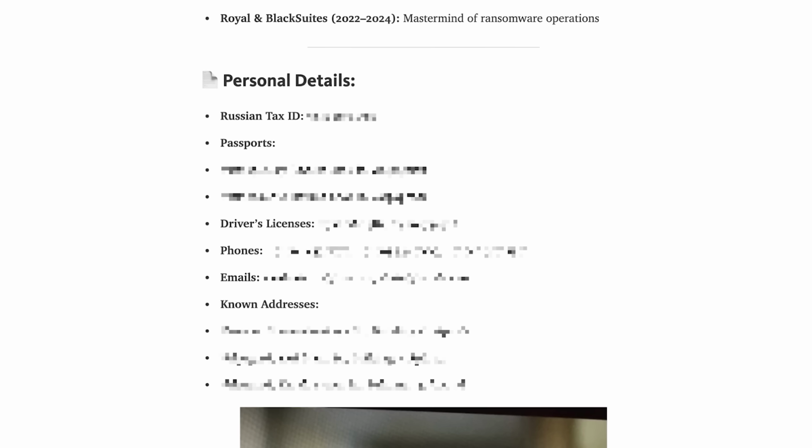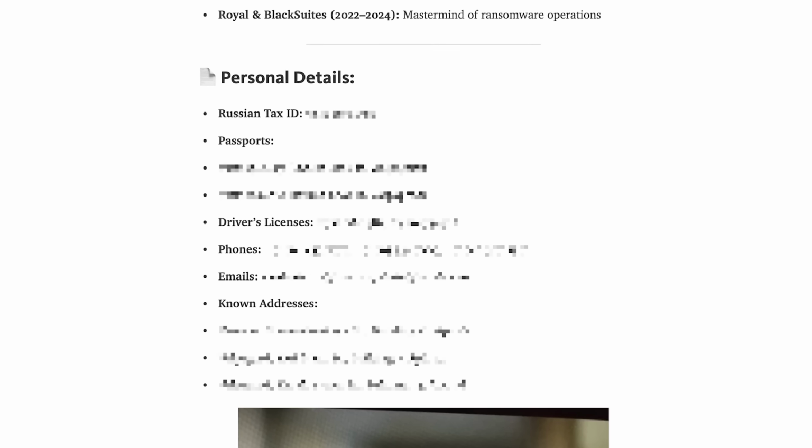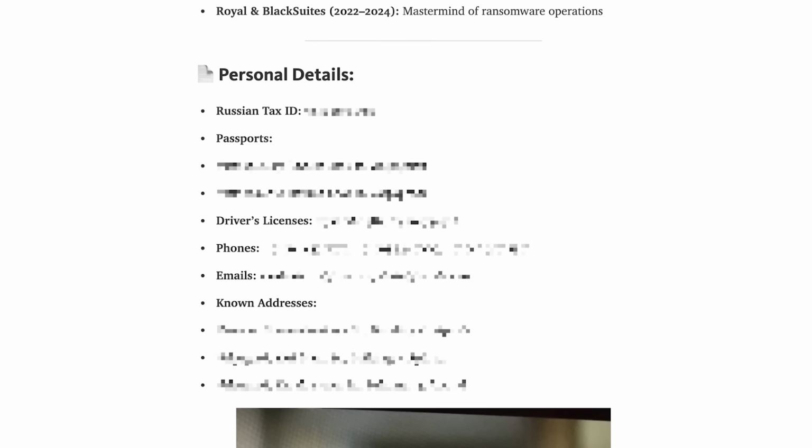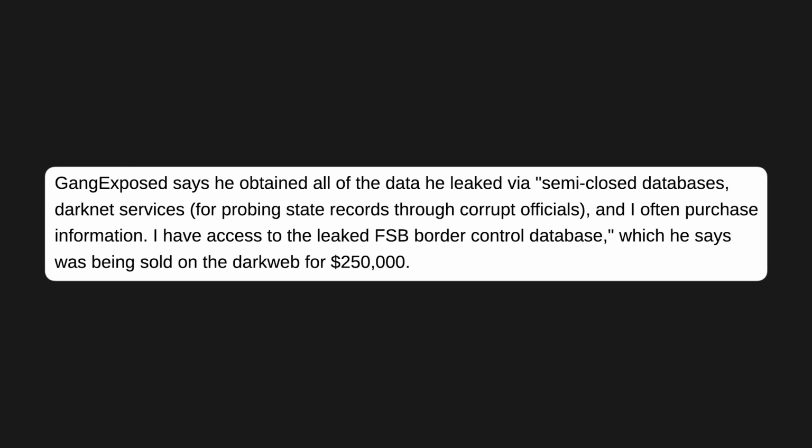As for how he obtains all of this data, we're not talking scraping Facebook here. In an interview with the Register, he describes that he often conducts his investigations using less than legal sources. In some cases, we're talking darknet doxing services, and he claims to have access to a leaked Russian border control database, which is apparently quite pricey.